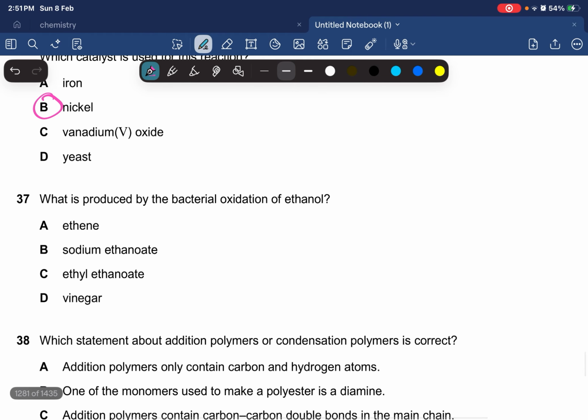What is produced by bacterial oxidation? Vinegar. I think this is so easy that you don't even need to think. Bacterial oxidation of ethanol gives vinegar. Normal oxidation of ethanol gives ethanoic acid, using KMnO4.